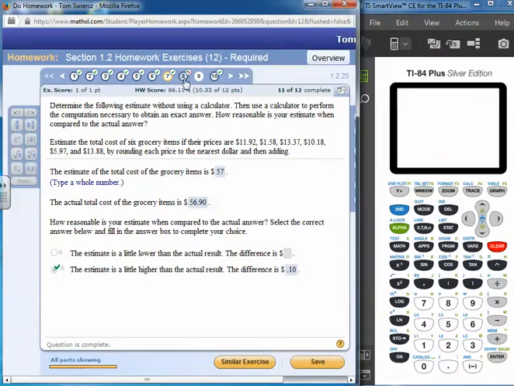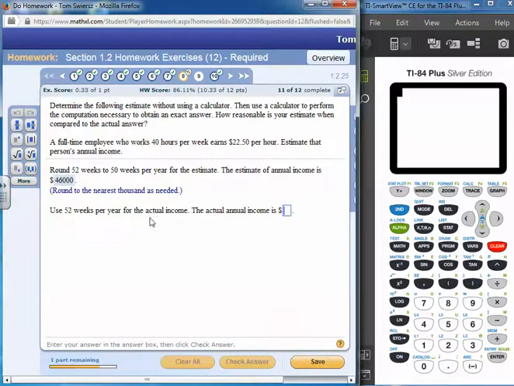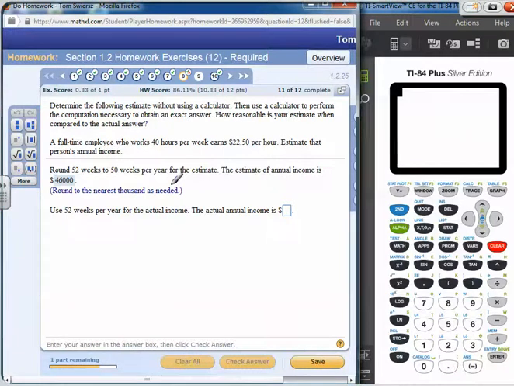All right, let's look at homework exercise number 8. Determine the following estimate without using a calculator. A full-time employee works 40 hours per week and earns $22.50 per hour. Estimate the person's annual income. Round 52 weeks to 50. So the number of hours is 40 hours per week, but the estimate is going to be times 50.